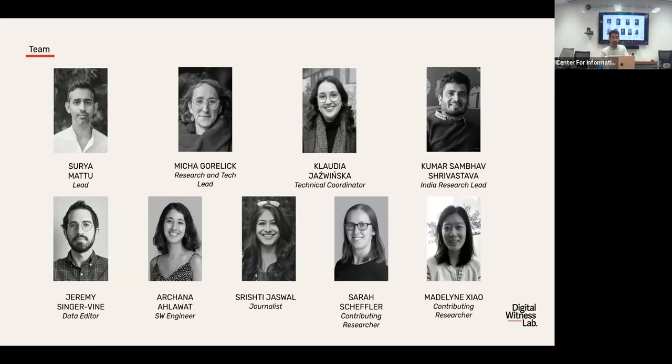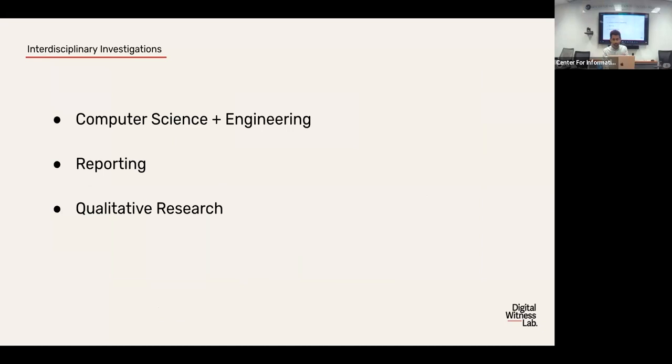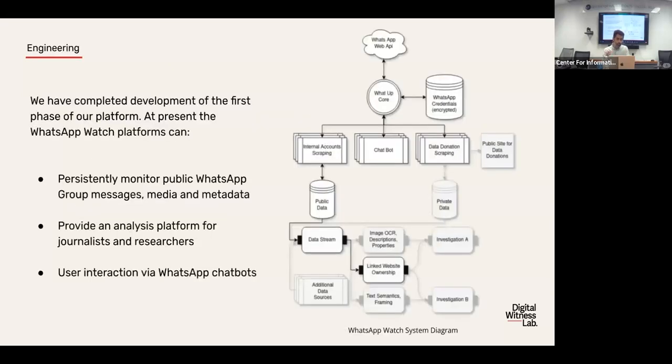Sarah Scheffler and Madeline Zhao are working with us on the privacy research component of the text analysis that we're doing. So lots of people, lots of moving parts. Okay, running out of time, so I'm just going to now quickly run through what we're actually doing. So three different kind of tracks of how we're thinking about this work: the computer science and engineering, reporting, and the qualitative research. We think you need all of them really to do this work in a meaningful way.